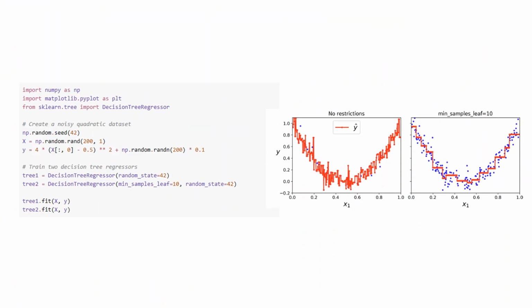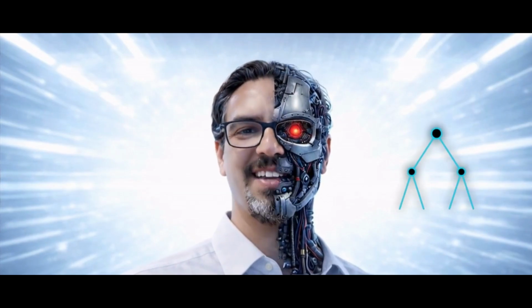The same concepts we discussed for decision tree classification are also relevant in decision tree regression. For instance, the following code demonstrates how a decision tree regressor can model a noisy second-degree function with and without min sample leaf.